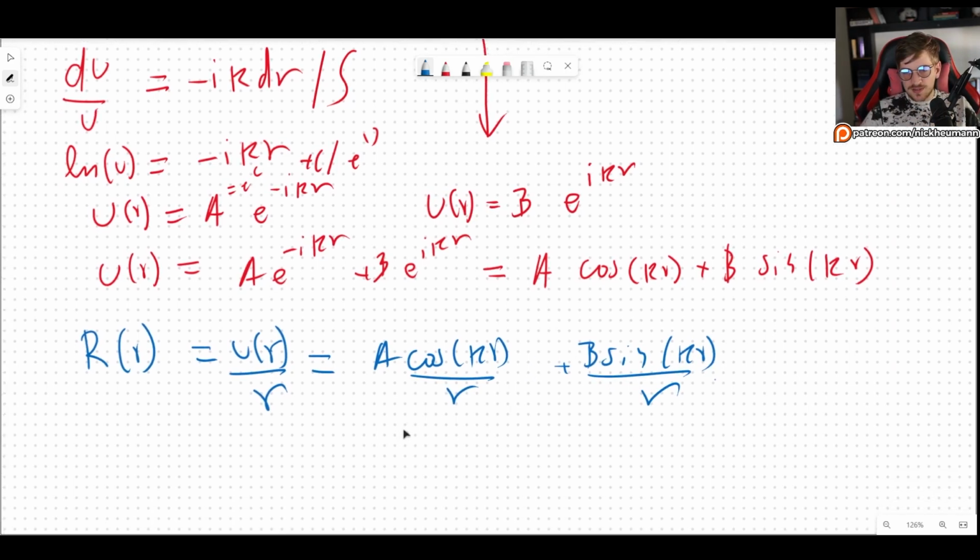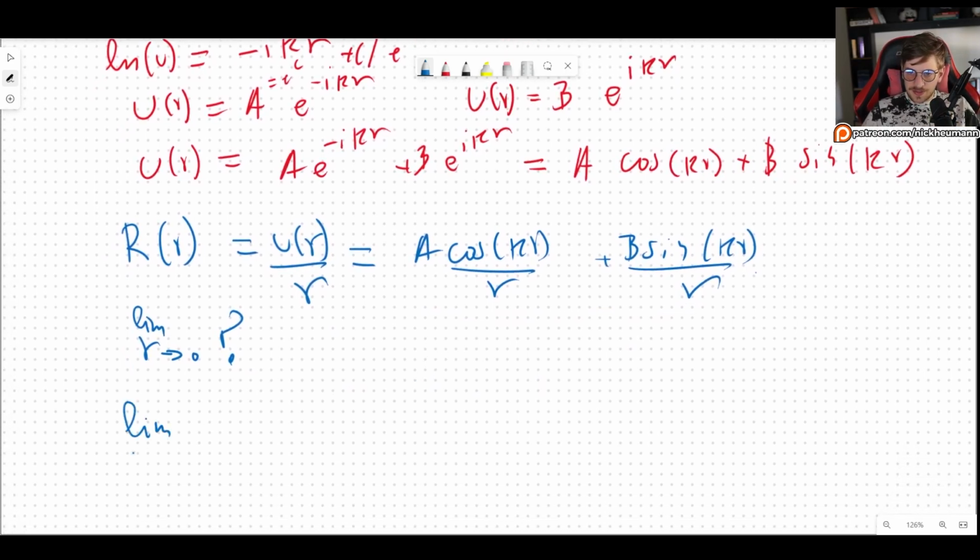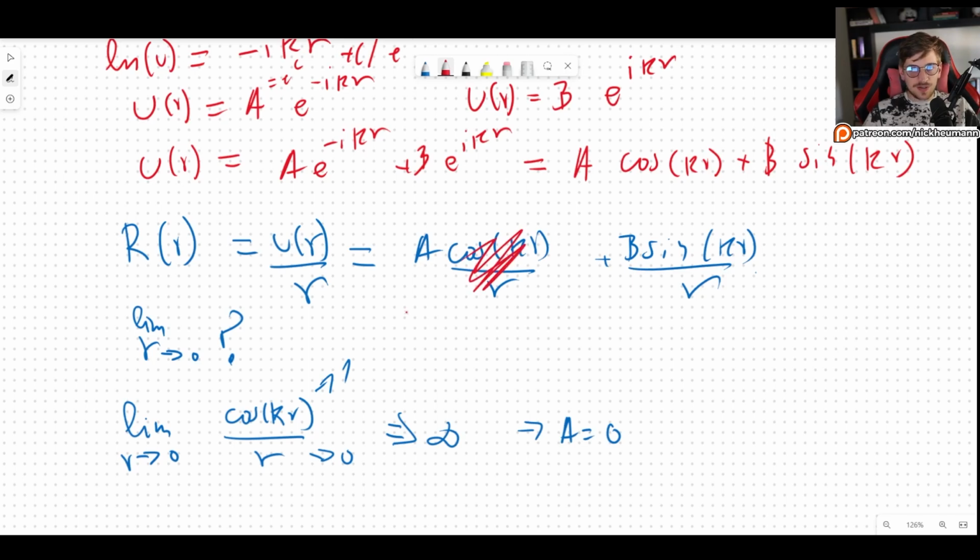Now the issue is that inside the infinite spherical well, our wave function has to be finite everywhere. So what happens in the limit when r goes to 0? Let's take that limit of each one of these. What happens to the limit as r goes to 0 of cosine(kr) divided by r? Cosine goes to 1, but r goes to 0, so this blows up. It just goes to infinity. So this is not acceptable. For that reason, we need A to be equal to 0 so that this term isn't there causing trouble.